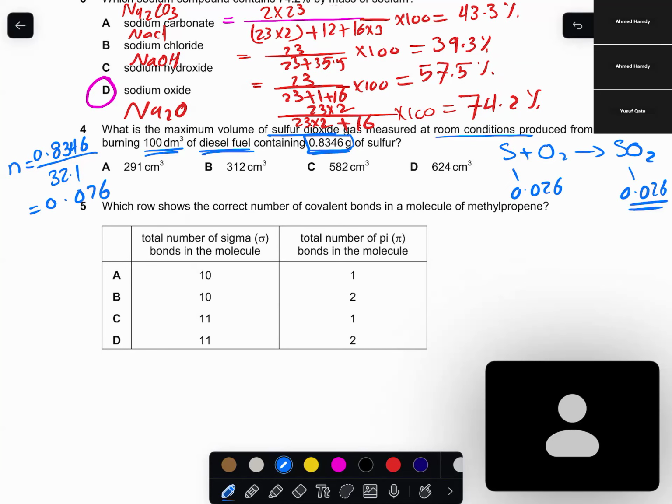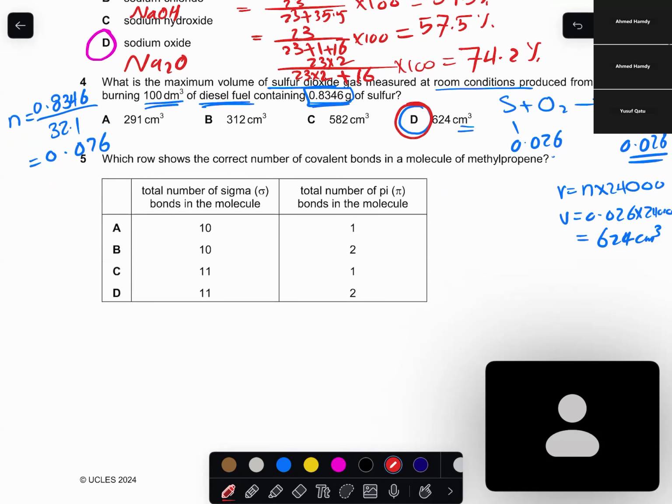Okay? Right. To change the number of moles into volume, the volume equals number of moles times 24, and to change it to centimeter cube, it will be 24,000. So the volume equals 0.026 times 24,000 equals 624 centimeter cube. Okay, so the answer is D, 624 centimeter cube.